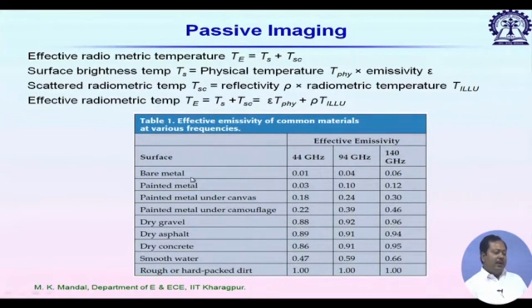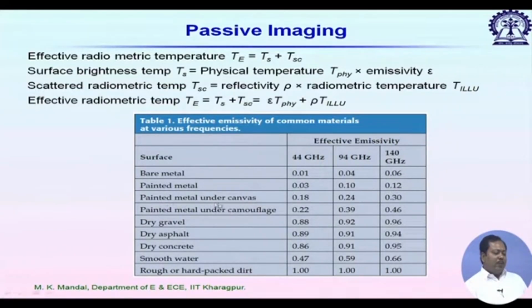For bare metal at 44 gigahertz, the emissivity is 0.01, so it behaves as a very good reflector and does not emit much energy. At 140 gigahertz it increases to 0.06, which is still quite low. Now for painted metal, it is a little higher.